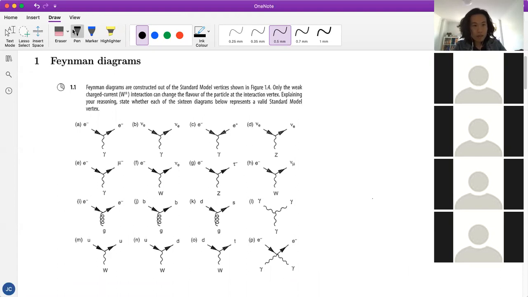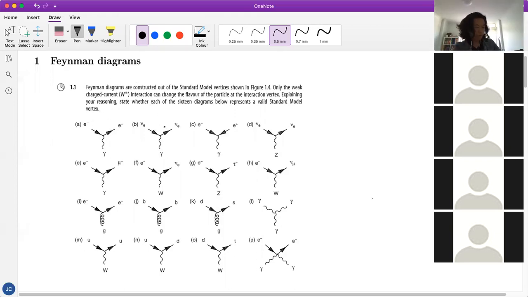Okay, so first one, let's look at these Feynman diagrams. Pretty much we're looking at all these different vertices, and we want to make a judgment on whether they are allowed under the standard model, the normal standard model, without any weird extensions. And if they're not, then explain why they're not. So let's look at part A.